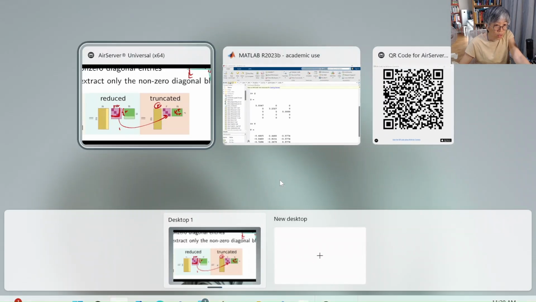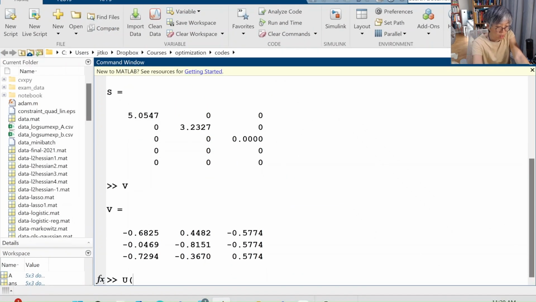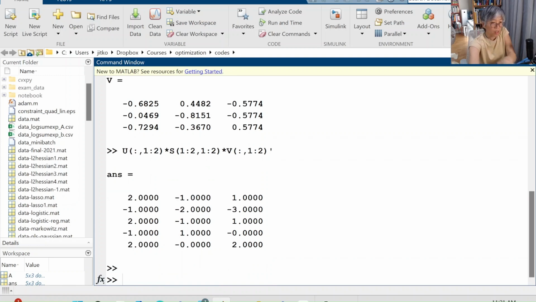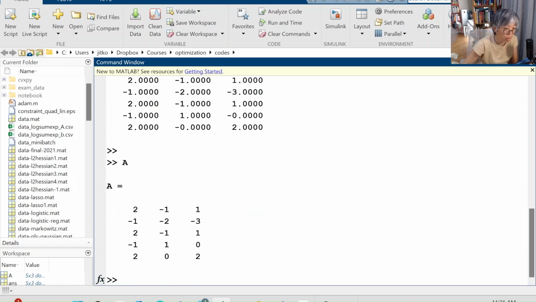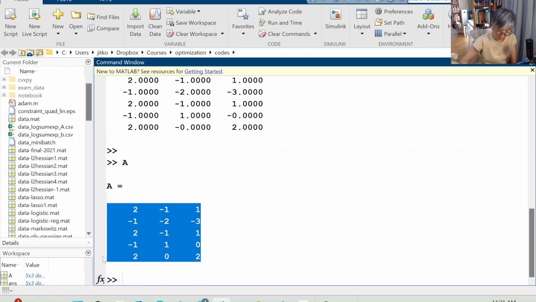What I'm going to do in MATLAB is take the first R columns, which is 1 to 2, and the first R by R leading block, which is 1 to 2, 1 to 2. Then I take the first R columns of V, 1 to 2, and transpose. This is my truncated form of SVD. Now you can see that the results stay the same.